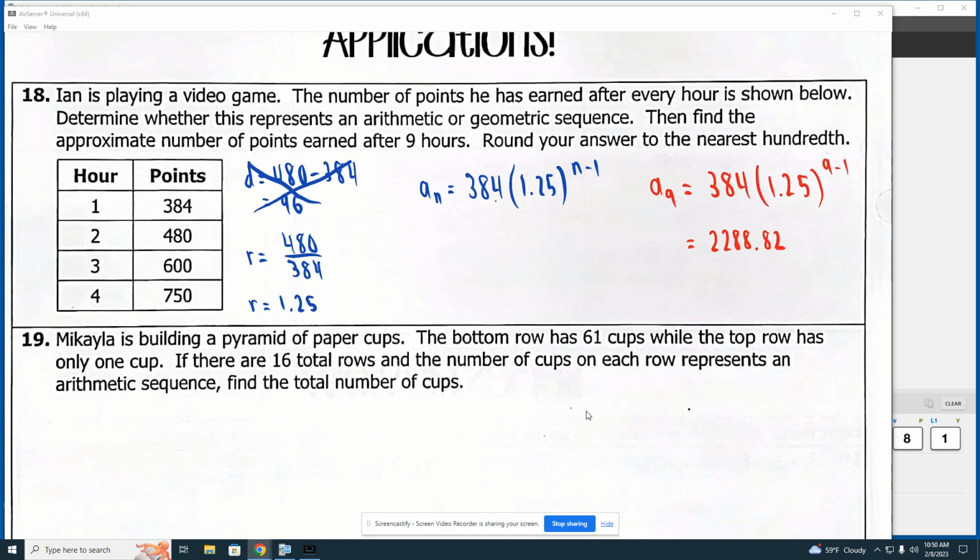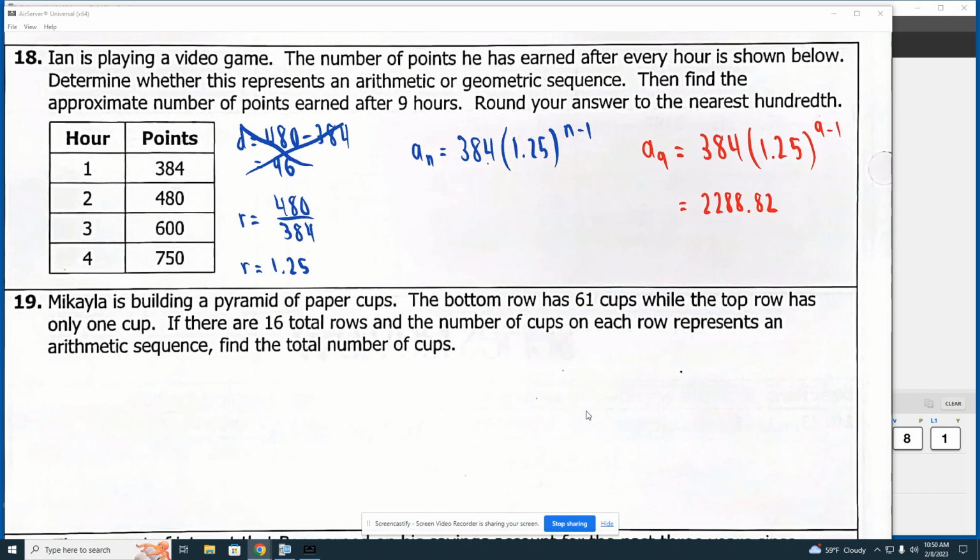Why is it not all of them? Because it just says after 9 hours. So if it were all of them, it would say something about a total, like all the points. Yes, like on the next one. And actually the last one too.